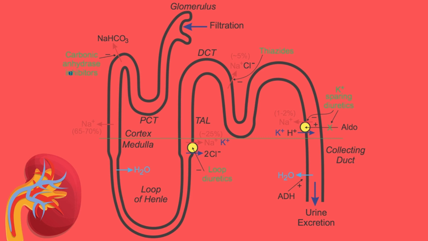Lastly, osmotic diuretics are filtered by the glomerulus, but are not reabsorbed. They increase osmolarity in the renal tubules, preventing water reabsorption and causing diuresis. Each type of diuretic has a unique mechanism and application. They are often prescribed to manage conditions such as hypertension, edema, and congestive heart failure.